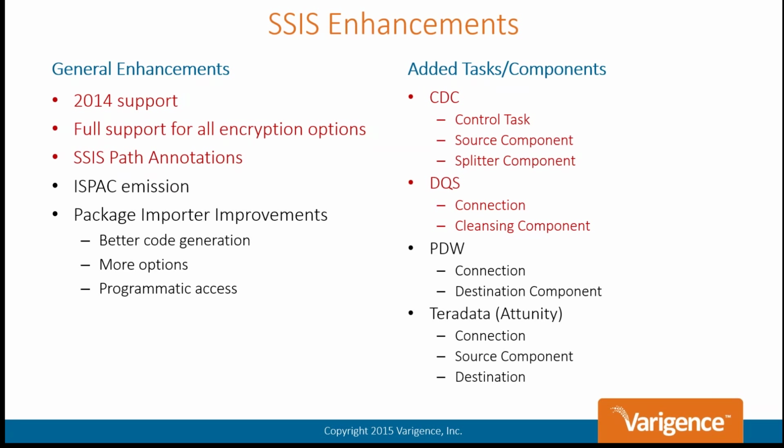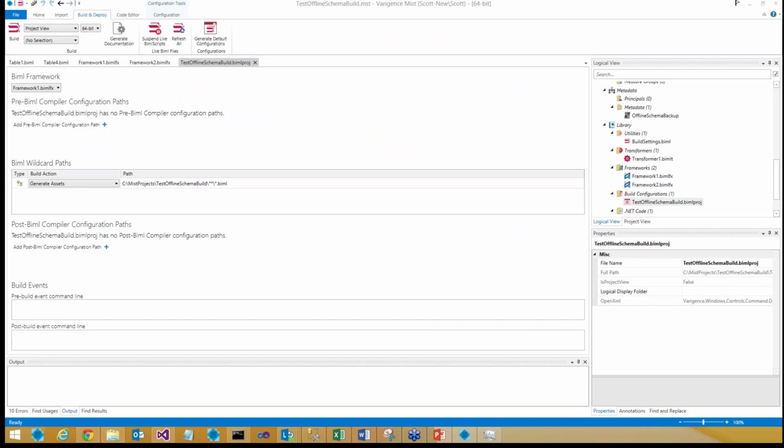We've also added SSIS path annotations. This is a feature that not everybody is familiar with. This is essentially one of those things which is a visualization feature in SSIS, where it determines whether or not a little label will show up next to your paths in your control flow and your data flow.